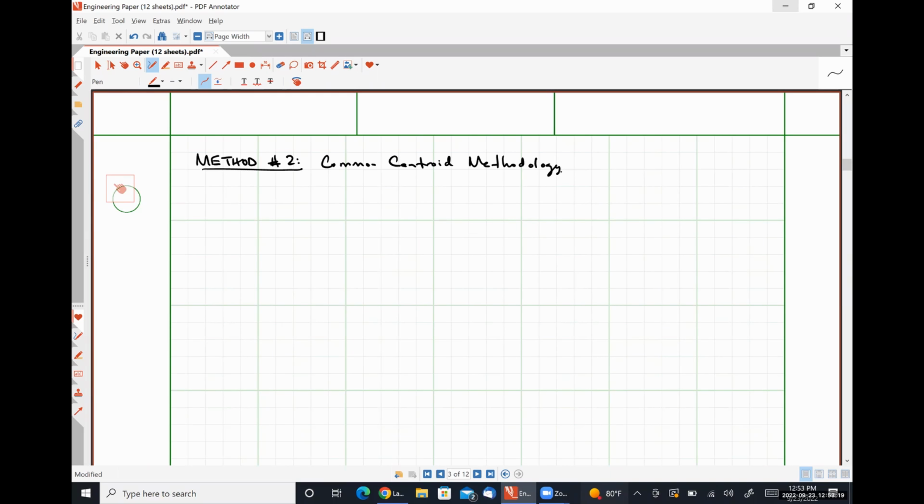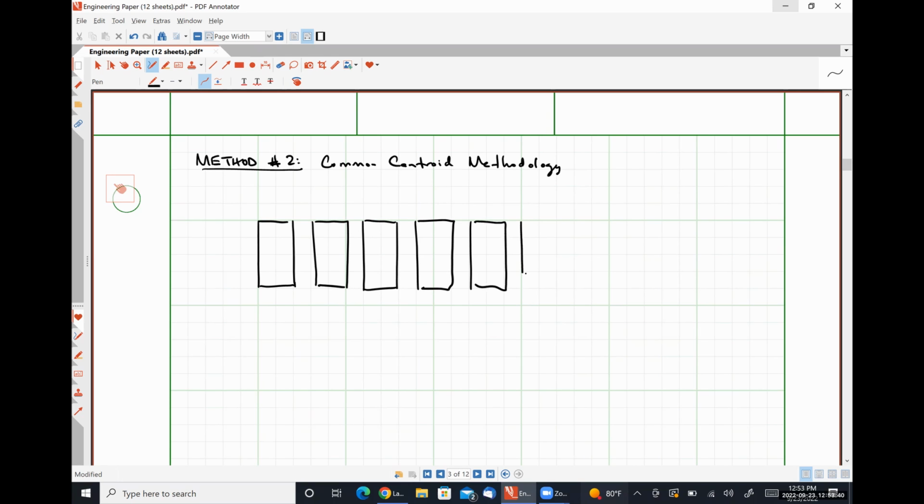Right. So I'm going to lay out our 8 sub-elements here. 6, 7, and 8. Okay. So in a common centroid layout, we make sure that our pieces are symmetrical about the common centroid. So the common centroid is just the point in the geometric center of this array. Right here. 4 elements to the left, 4 elements to the right, assuming everything here is evenly spaced.